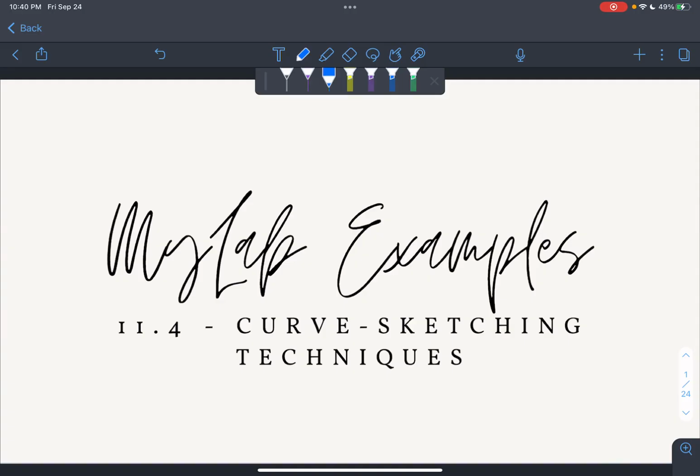To talk about some curve sketching techniques for section 11.4. We're going to combine everything that we've learned so far, plus maybe algebra concepts about asymptotes and domains and stuff. So let's get right to it.